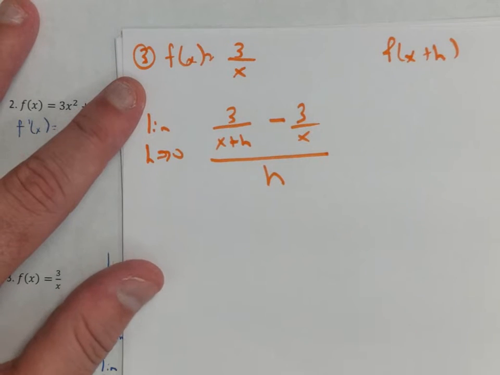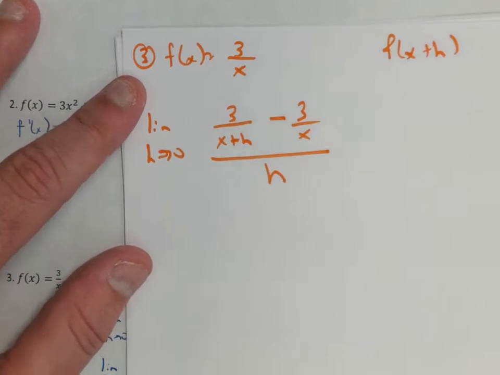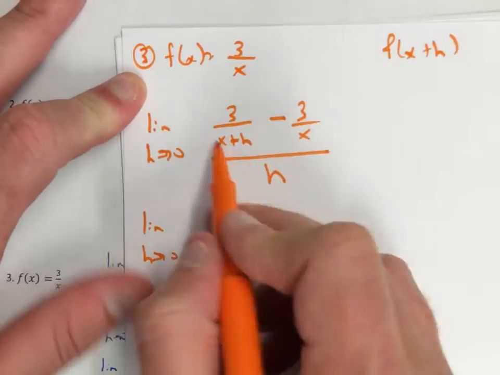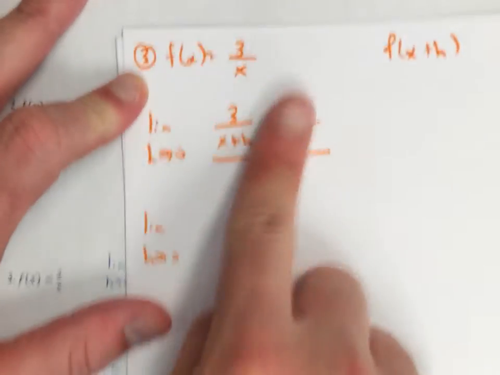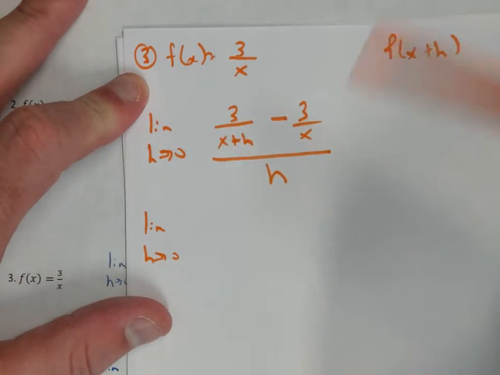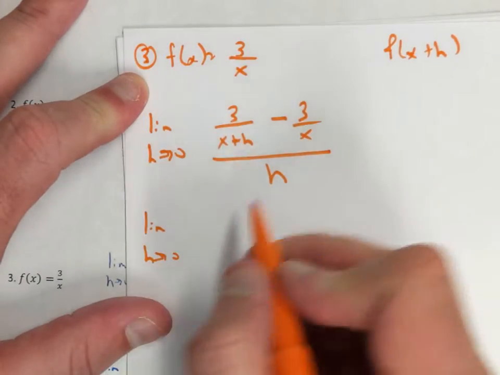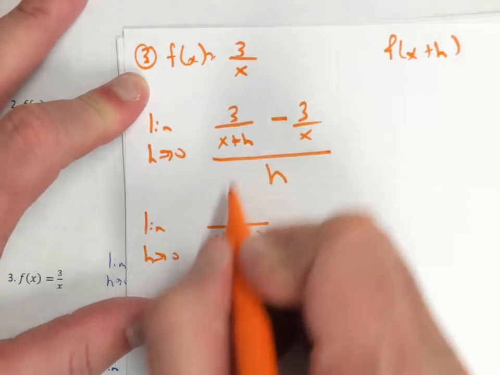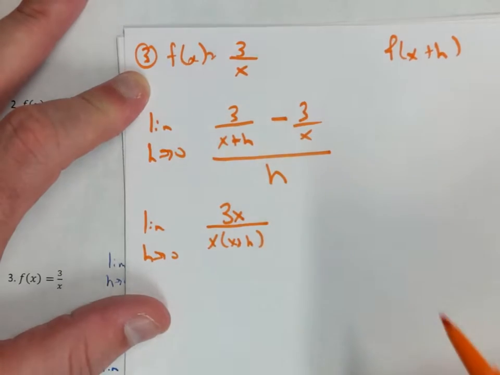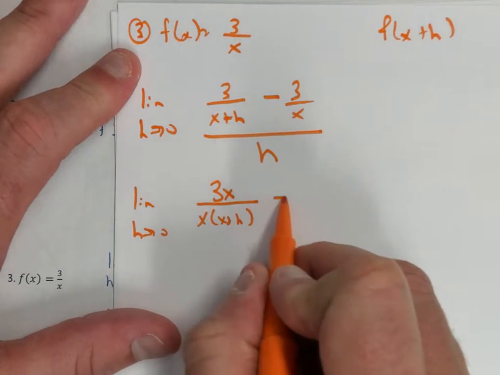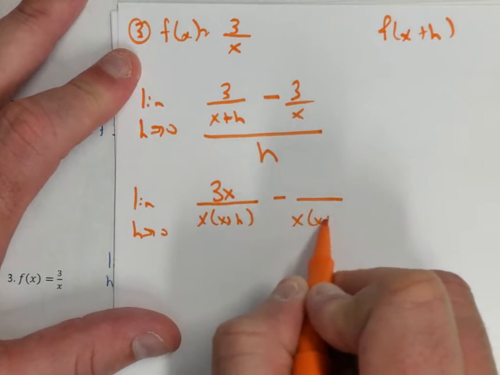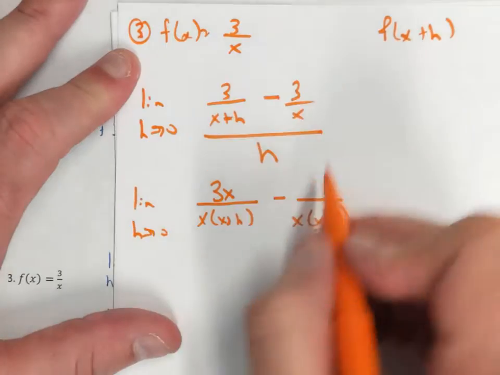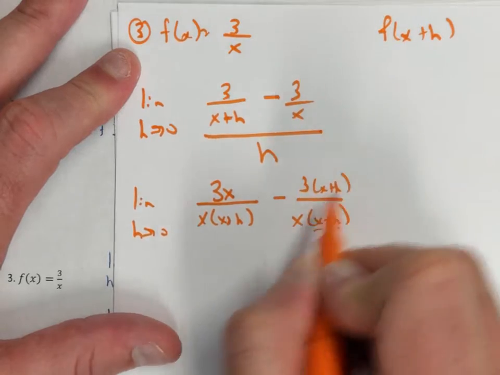If I do direct substitution, I get 0 in the denominator. What's my toolkit strategy I'm going to find here? Find a common denominator. What would be my common denominator? Both of them. So here, if I multiply this denominator by x, what do I have to do in the numerator? Minus. I'm going to multiply this by x plus h.